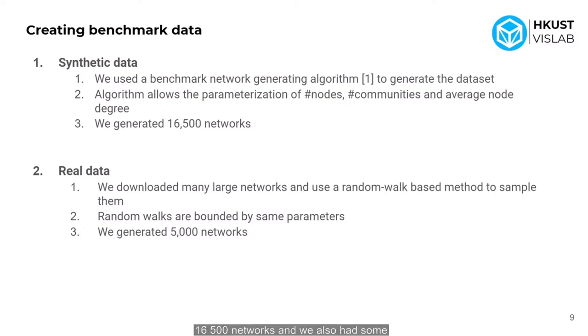When creating the benchmark data, we had synthetic data, which followed the process mentioned before, out of which we were able to get 16,500 networks. And we also had some real data, which we got by downloading real large networks and doing a random walk on them to sample them. These walks were bounded by the same parameters as our synthetic data to ensure that they would not deviate too much from the original data set. From here, we were able to get 5,000 networks.